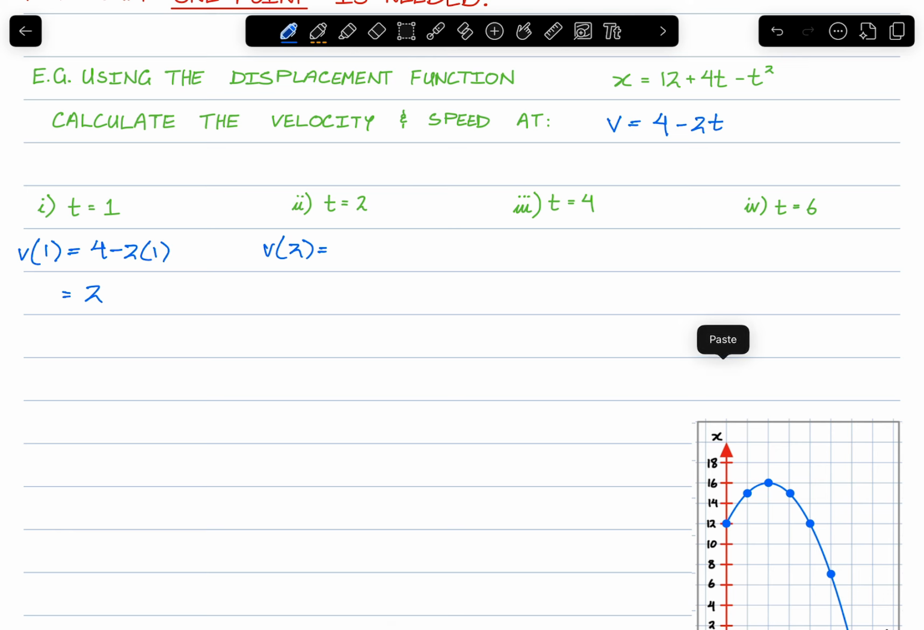For the remainder of these, I'm just going to calculate them straight away. So 4 minus 4 is 0. v of 4 gives me 4 minus 8, which is negative 4. And v of 6 is equal to 4 minus 12, which is negative 8. And these are all in meters per second.